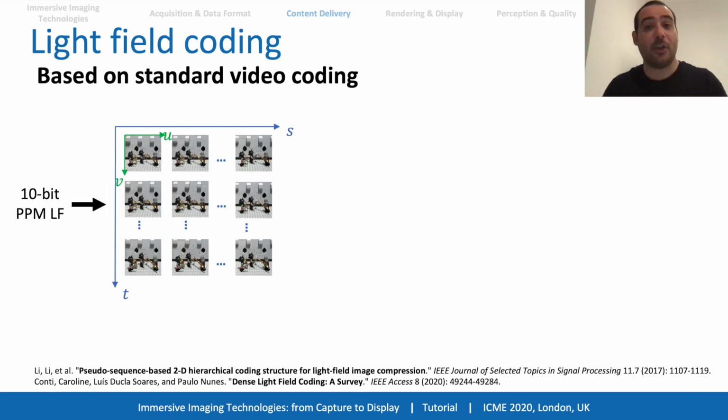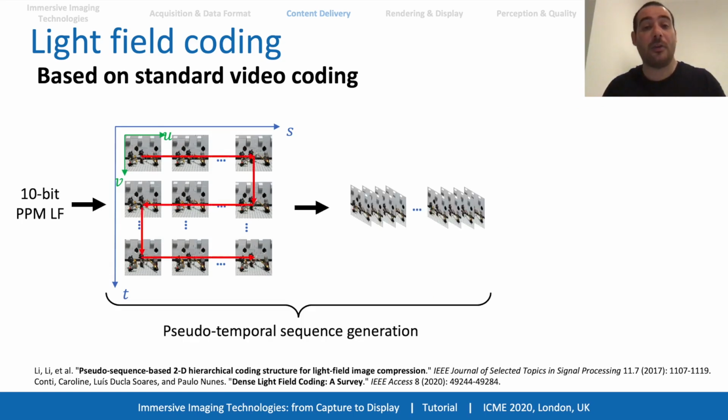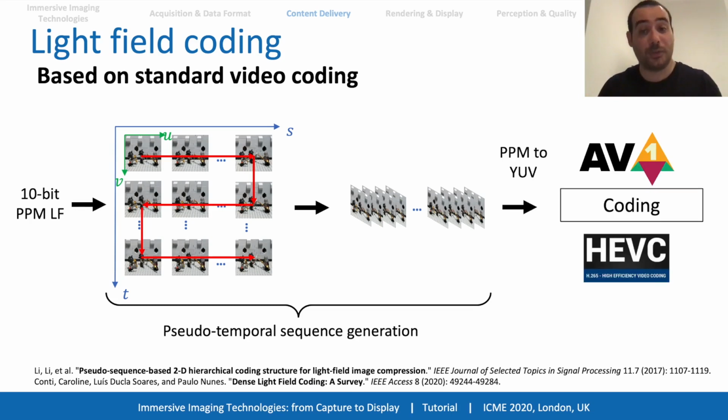As can be seen on this slide, the captured light fields are arranged as a temporal sequence of images following a specific scanning order. Here the main aim is to exploit the temporal correlation with a regular video sequence. This structure is suitable to be coded with standard video coding solutions, such as HEVC.